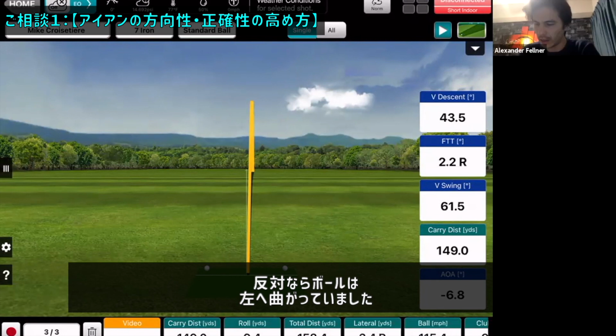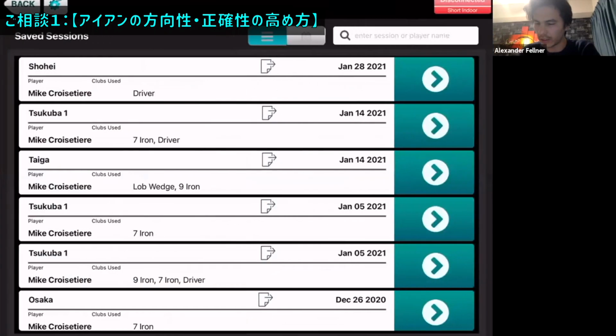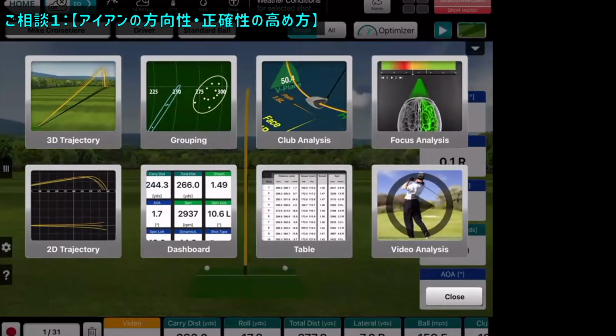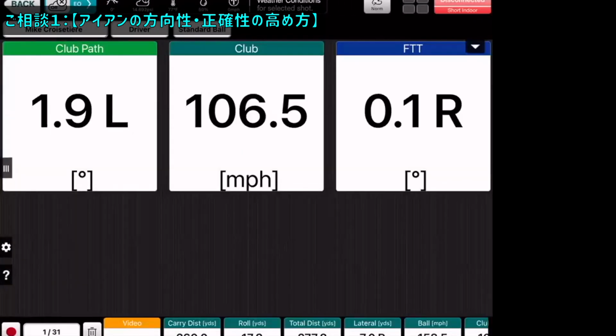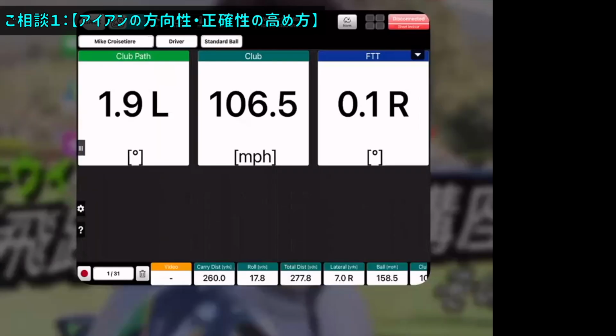Okay, so as long as he can memorize that, he's going to be good with his curvature. So again, whenever the face angle is to the right of the club path, it curves right. If it's to the left, it curves left. And we'll end it on that.